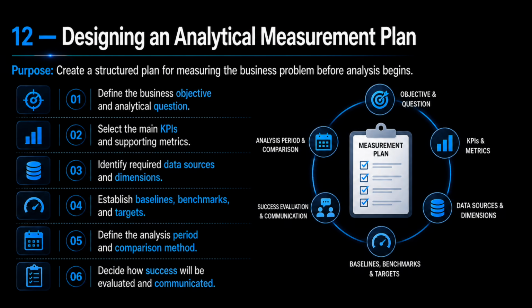Finally, we bring everything together by designing an analytical measurement plan before the analysis begins. First, define the business objective and analytical question. Then select the main KPIs and supporting metrics, and identify the required data sources and dimensions. Next, establish the baselines, benchmarks, and targets, followed by the appropriate analysis period and comparison method. Finally, decide how success will be evaluated and communicated to stakeholders.